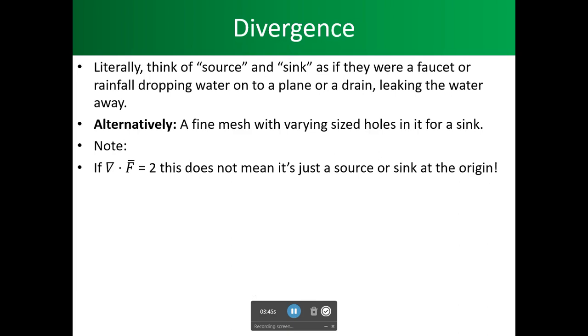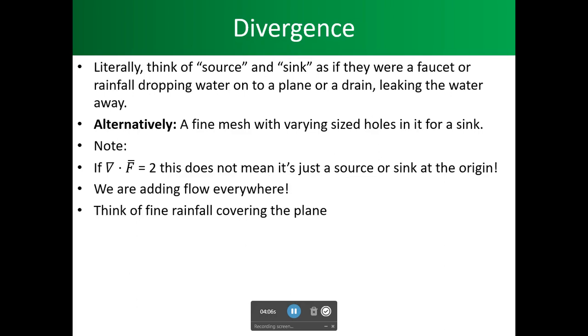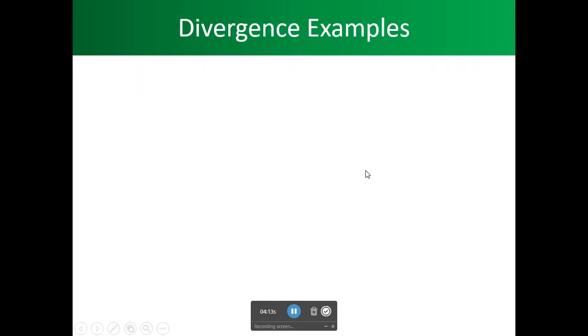So note that if the divergence of a function is equal to 2, this does not mean it's just a source or a sink at the origin. It can be anywhere. It doesn't have to start at the origin. We are adding flow everywhere, not in one spot. Think of the fine rainfall covering the planet. Now, the rain is coming from every place under the sun. There's no question about that. The rays of the sun are coming from every direction also. So keep that in mind.